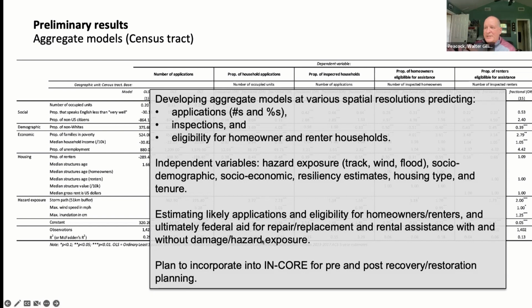And what we're hoping to do is estimate, again, the number of applications and the eligibility of applications as well, and potentially incorporate that into NCORE for pre and post-recovery planning activities. We actually presented this to the Census last week in their resiliency indicators work, and they seemed to be pretty excited about what we were doing.